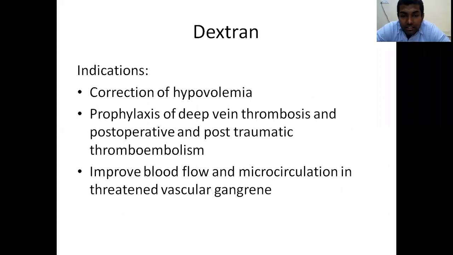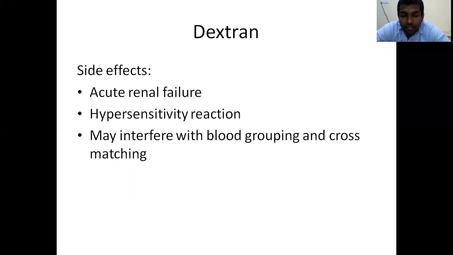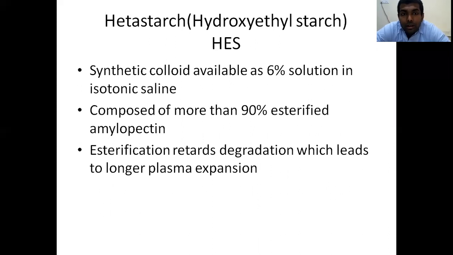What are the indications? To correct hypovolemia, DVT prophylaxis and post-operative and post-traumatic thromboembolism, and it improves the blood flow and microcirculation when there is threatened vascular gangrene. Now, what are the side effects? It can cause renal failure. There might be a hypersensitivity reaction to the dextran itself, or it might interfere with our blood grouping and cross-matching results.